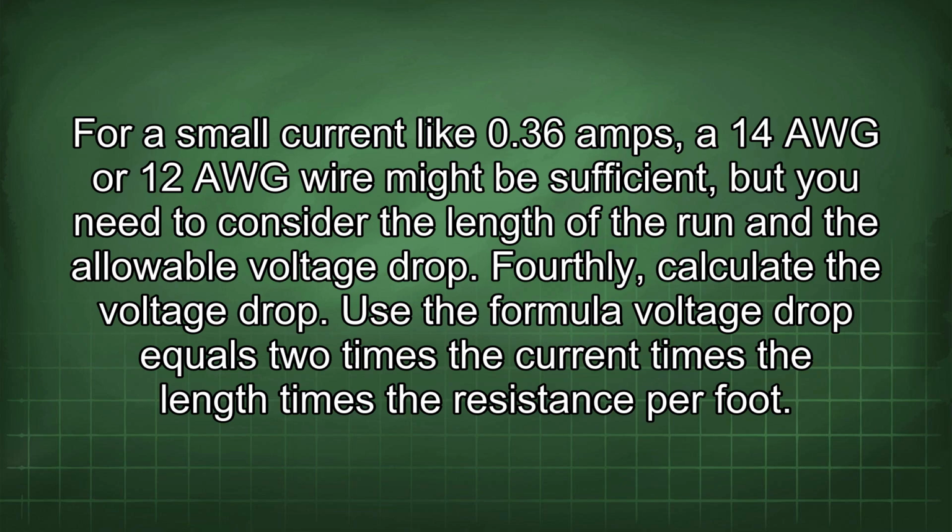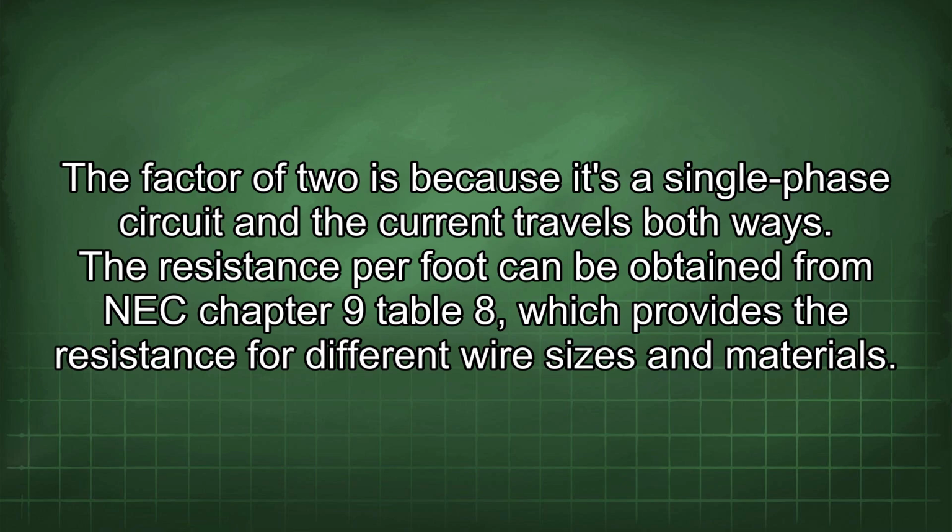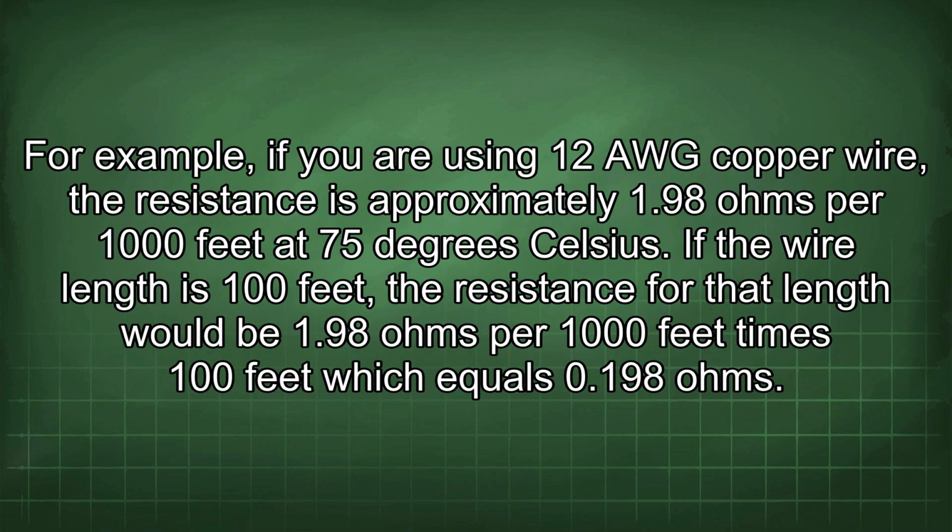Fourthly, calculate the voltage drop. Use the formula voltage drop equals 2 times the current times the length times the resistance per foot. The factor of 2 is because it's a single-phase circuit and the current travels both ways. The resistance per foot can be obtained from NEC Chapter 9 Table 8, which provides the resistance for different wire sizes and materials. For example, if you are using 12 AWG copper wire, the resistance is approximately 1.98 ohms per 1000 feet at 75 degrees Celsius.